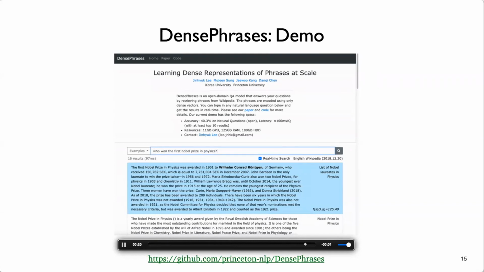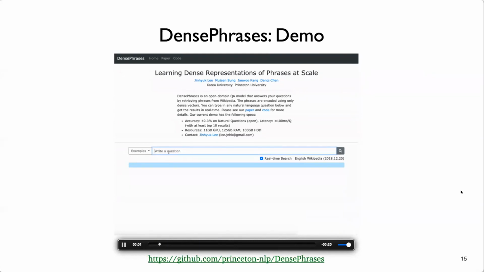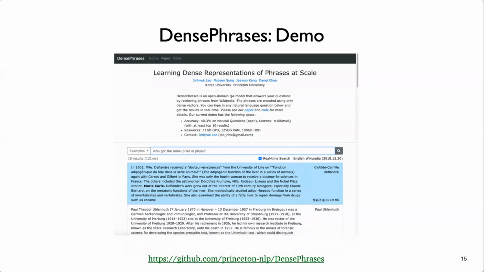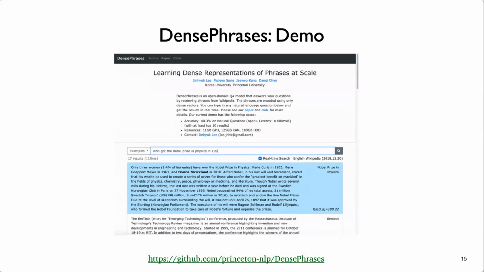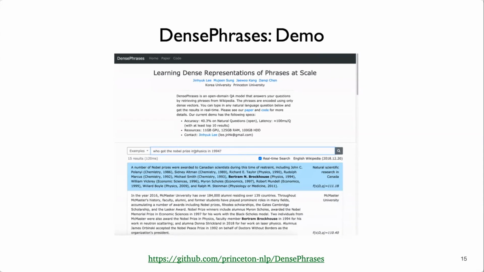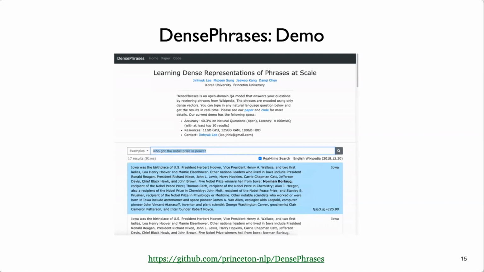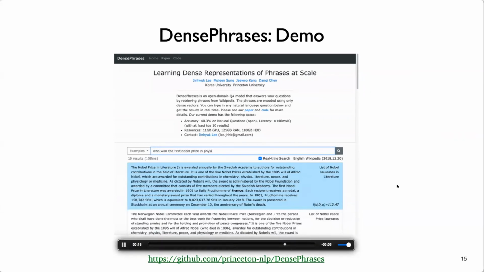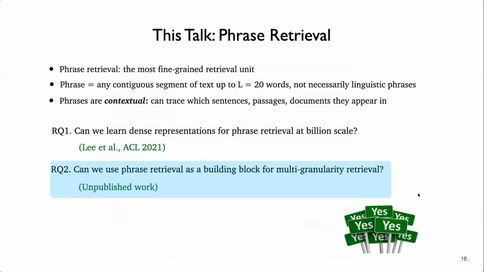So basically, as you can see from this animation, you can also play with our demo. This system can be very, very fast, and can return phrases for different types of input queries in almost real time. Again, you can process more than 10 questions per second. So it's very fast and also very accurate. Okay, so I think I only have a few minutes left.